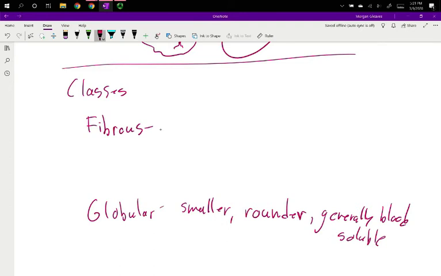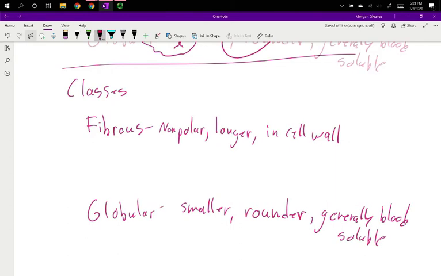Fibrous proteins tend to be much more nonpolar, longer. They tend to be in the cell wall, or at least part of them is in the cell wall. Fibrous proteins are things that give structure more often than not, and so they can connect multiple cells together. They can hold internal parts of cells together, but the idea is they don't really dissolve well in the blood. They don't float through your bloodstream. So they're far more often structural and storage than they are transport or enzymatic.